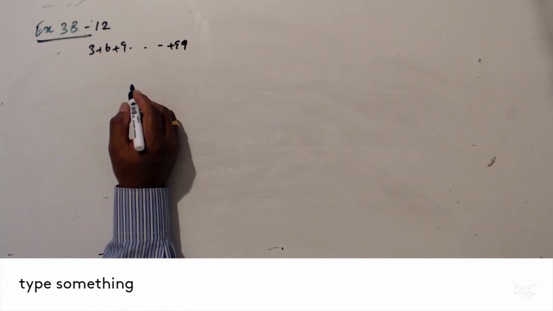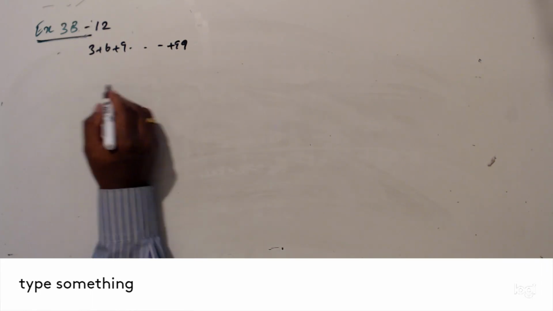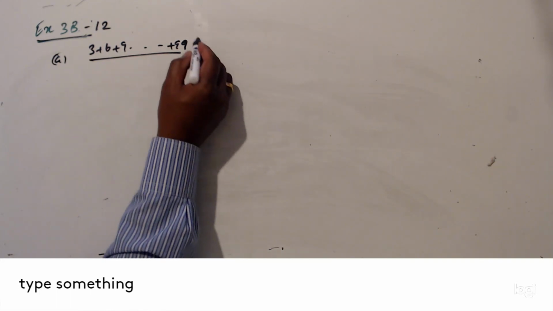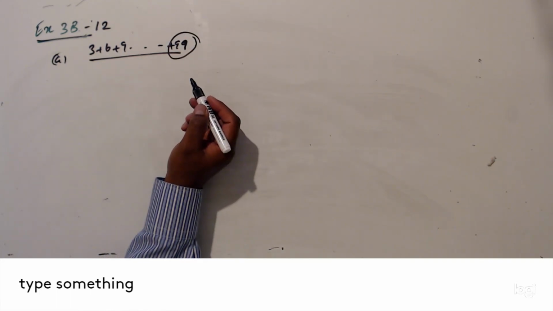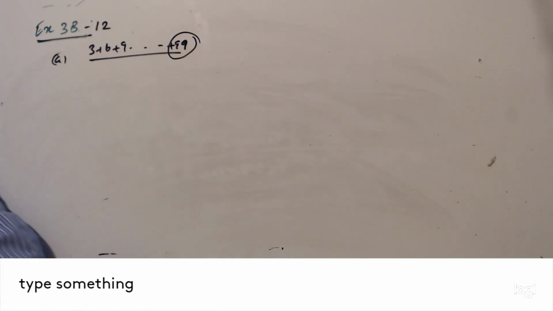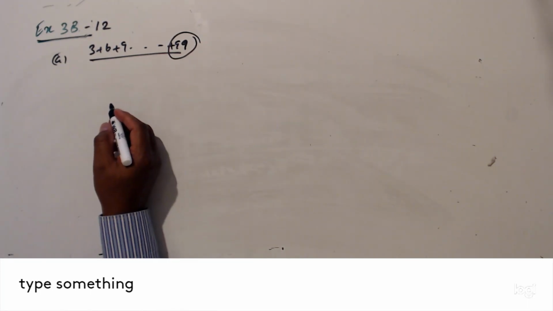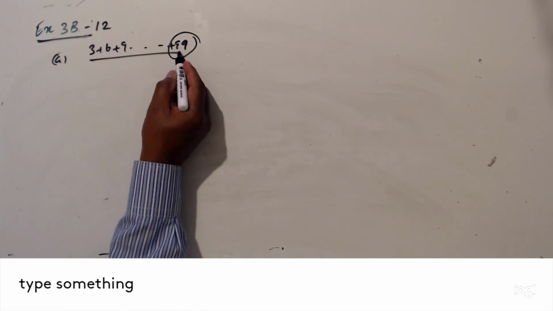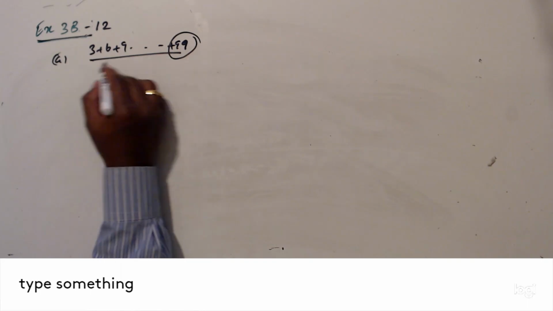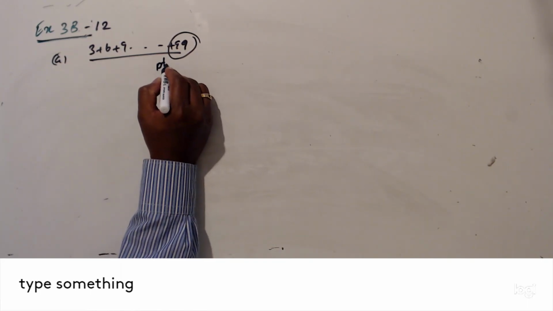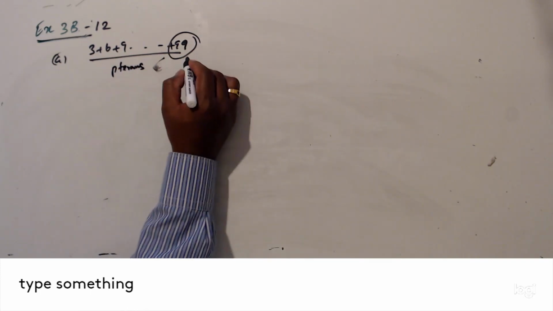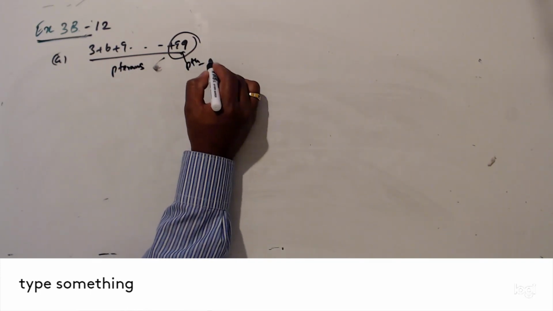Question number 12. Calculate the sum of part A. We need to calculate the sum of this one. We know the last term. Assume there are p terms. The pth one is 99.